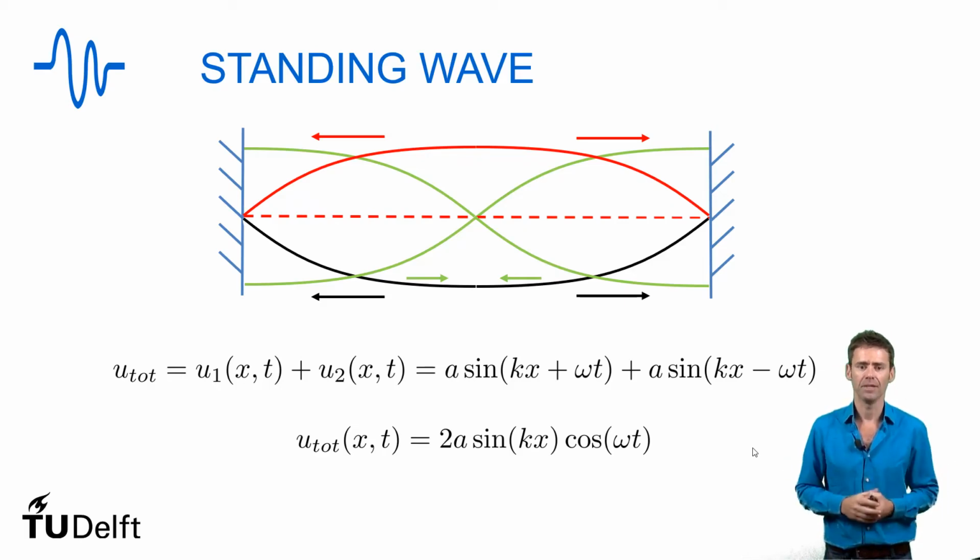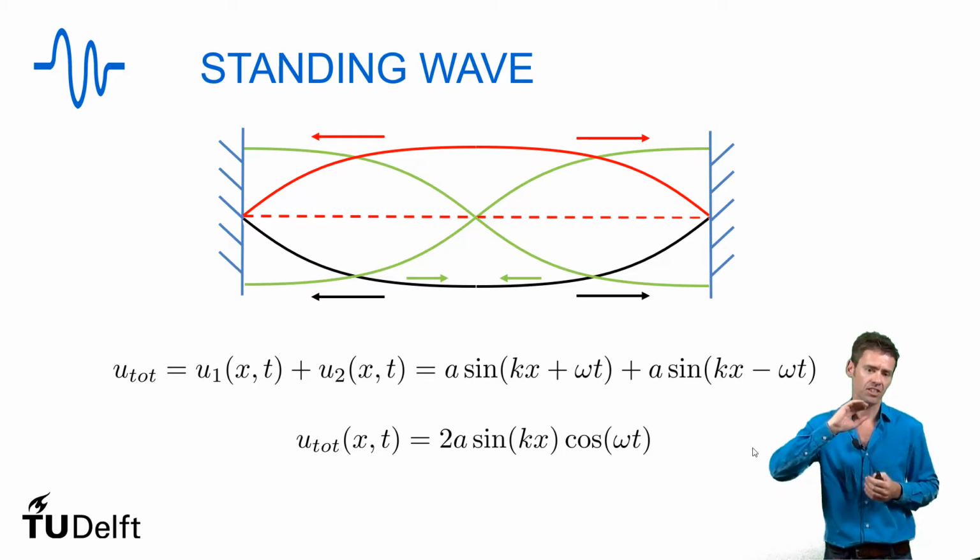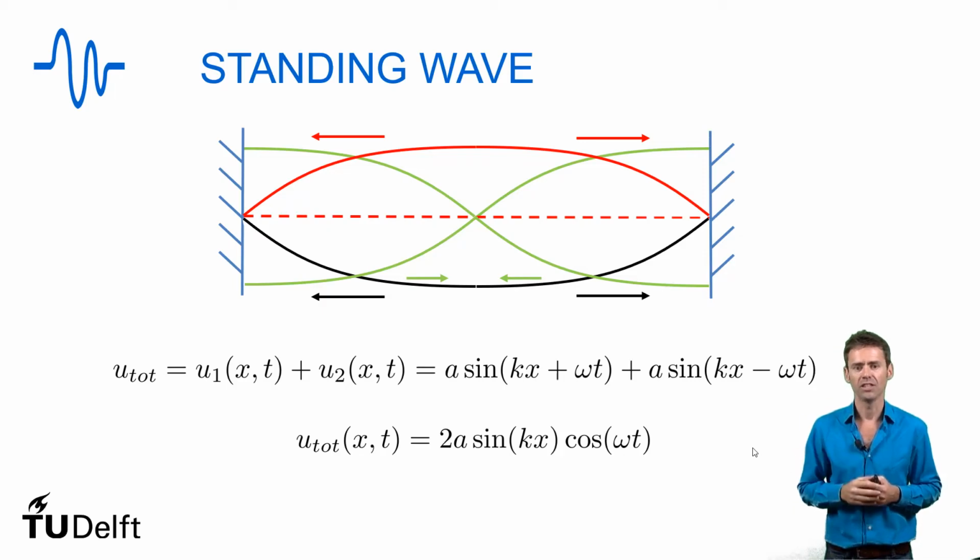We can also describe this mathematically. So the total displacement is equal to two traveling waves, one in the positive direction and one in the negative direction. And if we apply some trigonometry, we can see that this is a function 2A sin(kx) cos(ωt). That means that the wave has a certain fixed pattern in space, sin(kx), that determines essentially the amplitude of a harmonic oscillation in time, cos(ωt). Alright, so now let's look at a few examples.